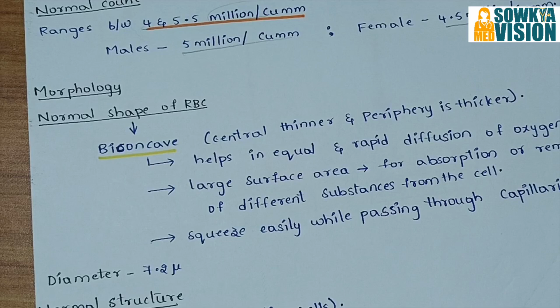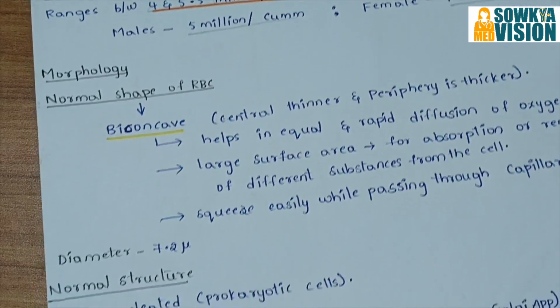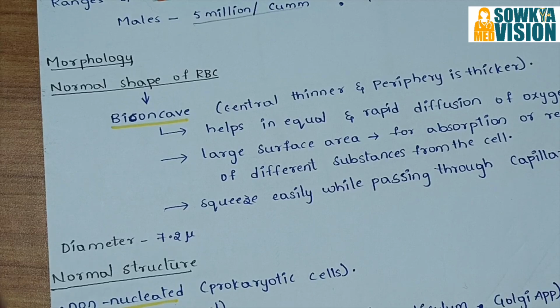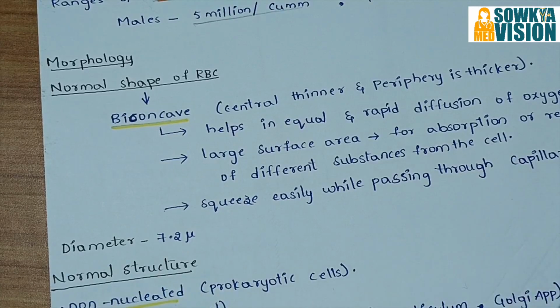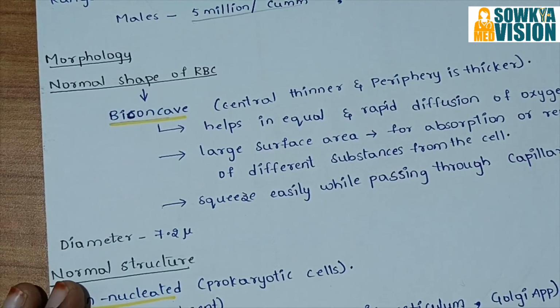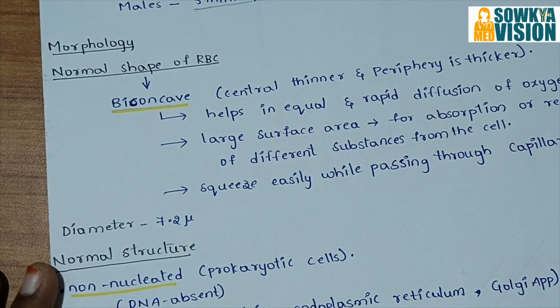Now let's see the morphology of the RBC. What is the shape of RBC? Yes, it is biconcave. It is concave on two sides, so it is a biconcave shape. Because it has a biconcave shape, it has some features or benefits. What are the advantages of having biconcavity?